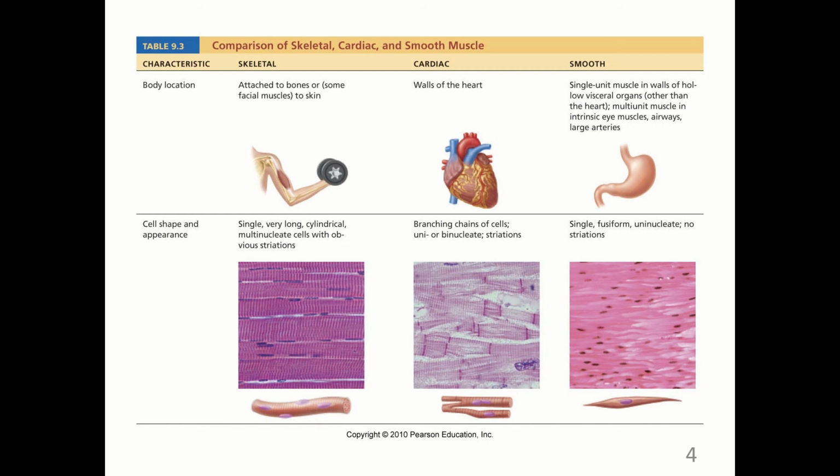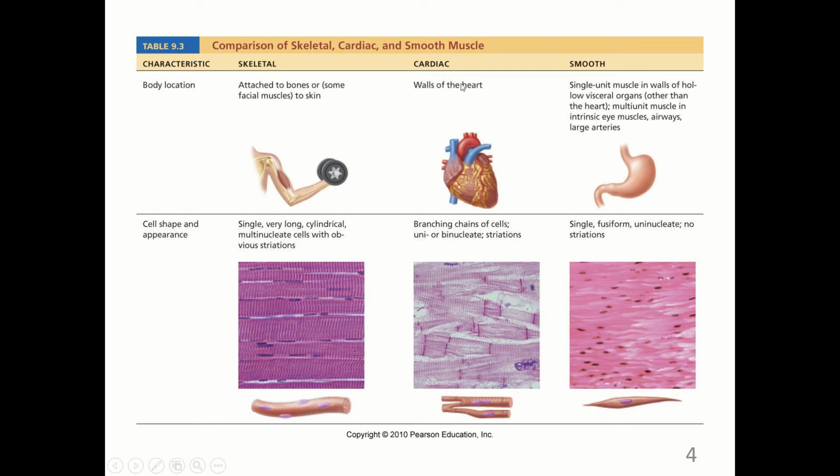This illustration shows skeletal, cardiac, and smooth muscle tissue. Skeletal muscle is attached to the bones, or, in some facial muscles, to the skin. The cell shape of skeletal muscle fibers is single fibers that are very long, cylindrical, with many nuclei. The cell is obviously striated.